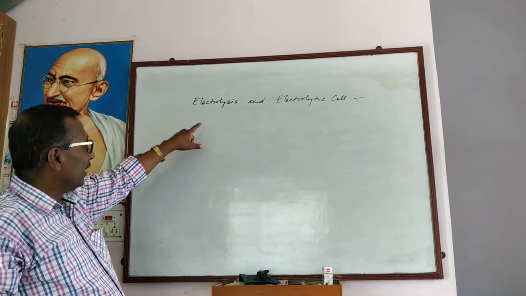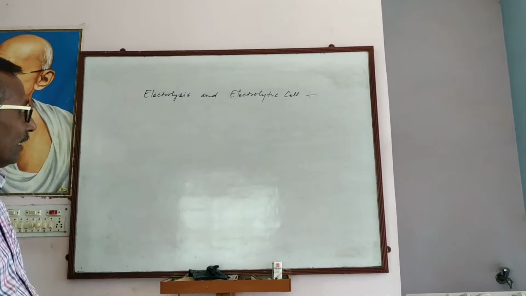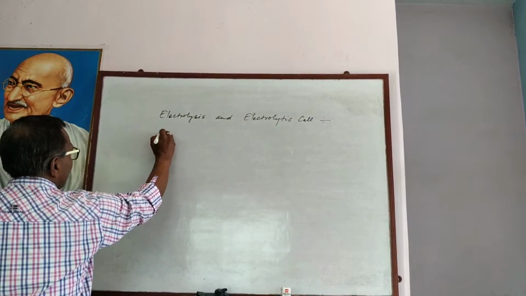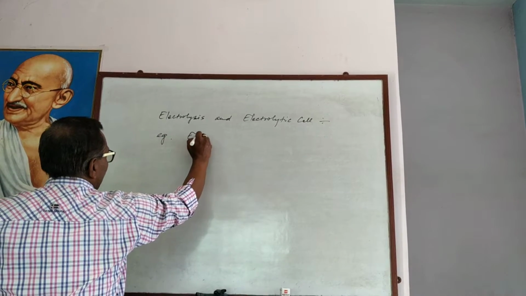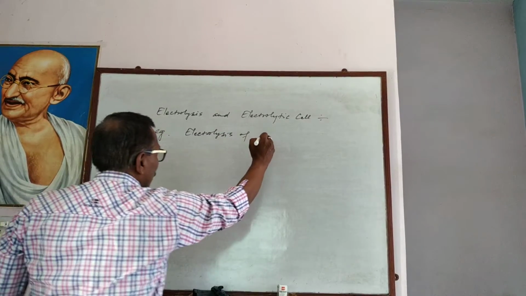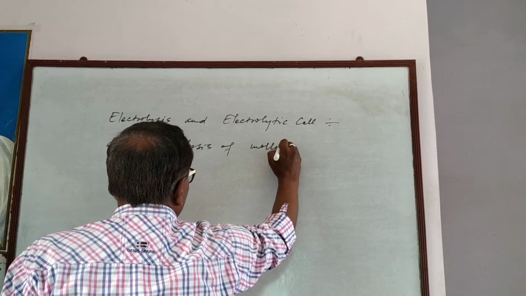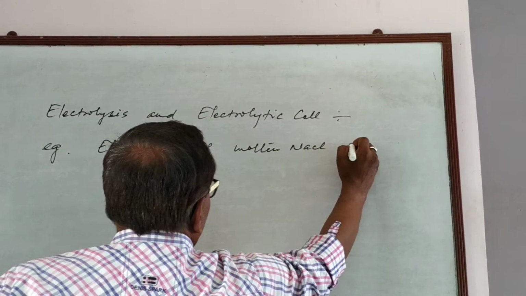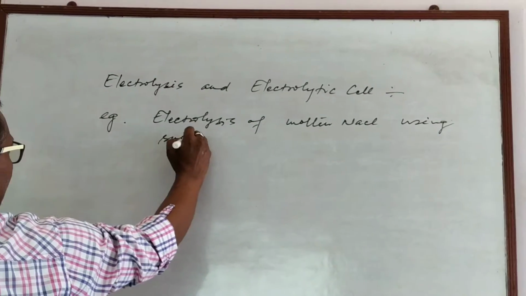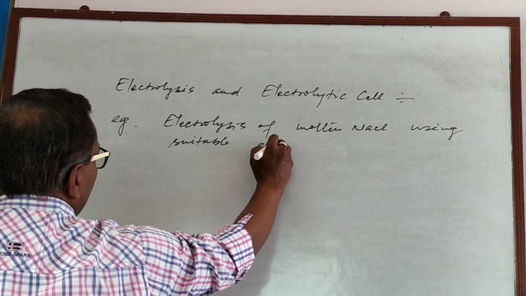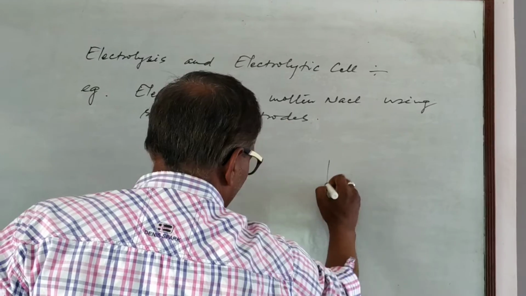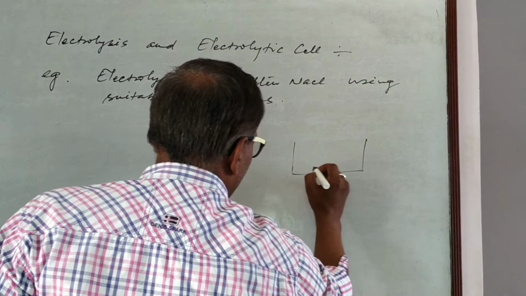Now, how is electrolysis carried out in an electrolytic cell? For this we take one example: electrolysis of molten NaCl using suitable electrodes. For this, we draw a simple figure.